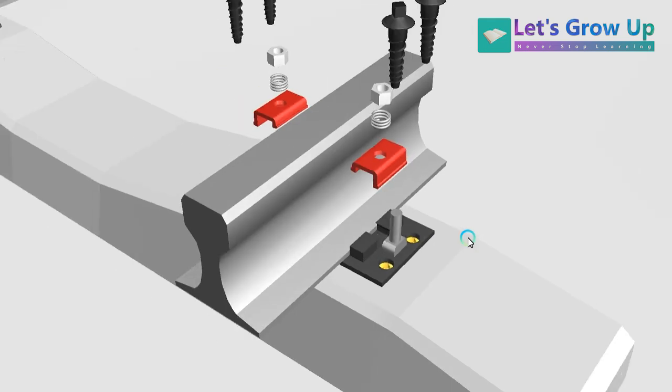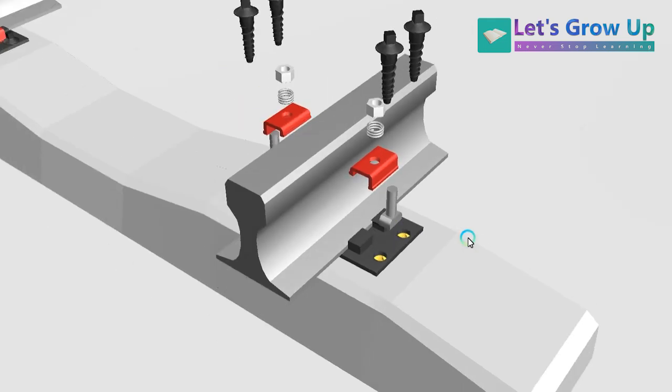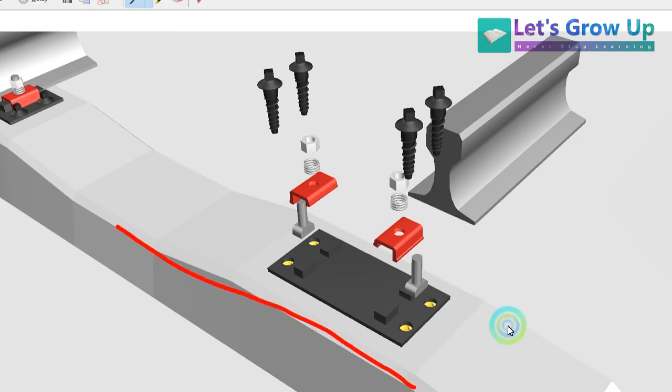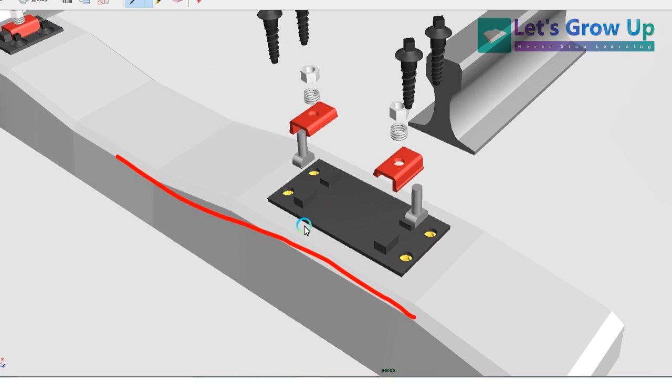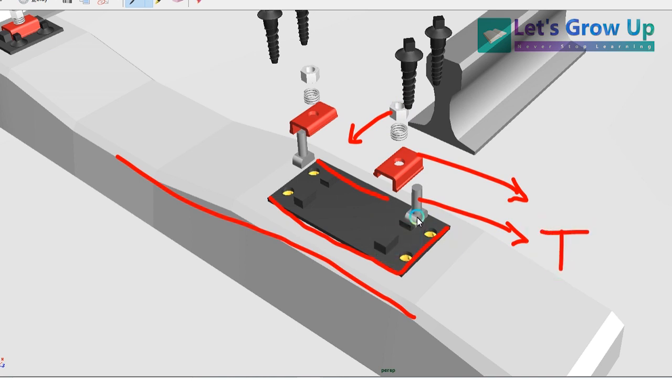Here you can see the KPO rail clip. This is the sleeper, and this sleeper is totally different. The first part is the base plate. Here is the base plate, and this is the clip, the KPO clip, and here you can see the nut bolt. This is the T type, and this is the K type base plate. So the base plate is basically K type.